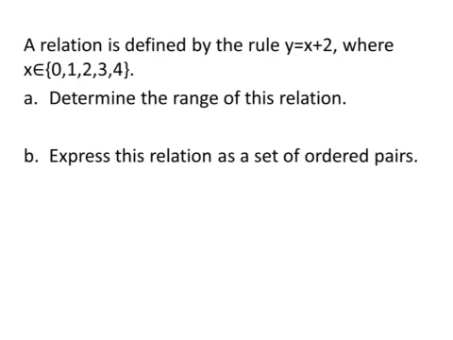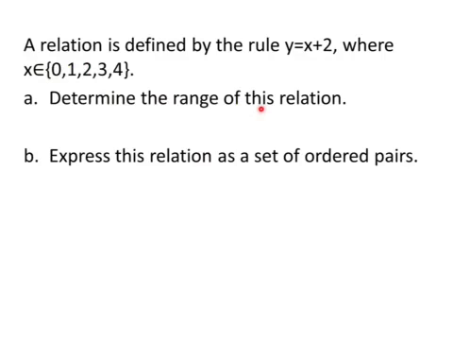So a relation is defined by the rule y equals x plus 2, where x is contained in 0, 1, 2, 3, and 4. This is a little bit different from what we've seen. We're given a function rule and a set of inputs. It says determine the range of the function. So this is the domain, and the range is going to be the outputs from each of those.